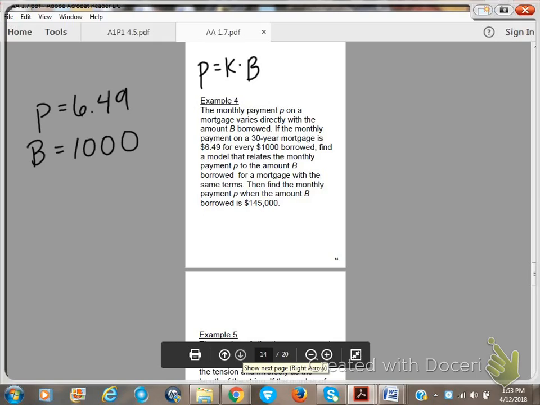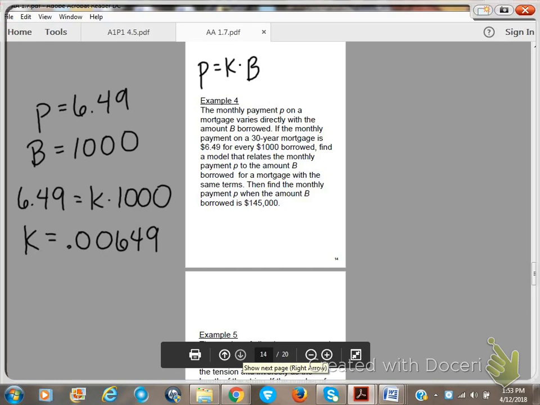Yeah, all right. So 30 doesn't matter, it's just extra fluff. If there was something in here about time based on years, then we would bring it in, but nope, doesn't matter for this problem. So that gives us 649 equals K times 1,000. So K is going to equal 0.00649, I believe.